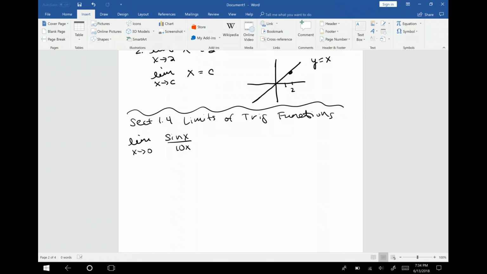Don't be tempted to cancel the x's here, because you always have to take a sine of something. You can't just cancel an x and just have sine left. That would be a sin, right? Oh, I see. That makes sense. So even though it might be tempting to do that, you can't do that.